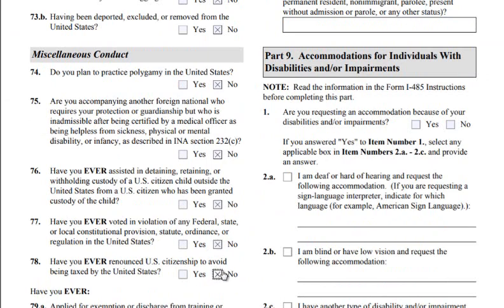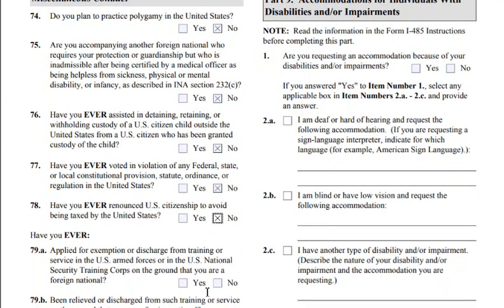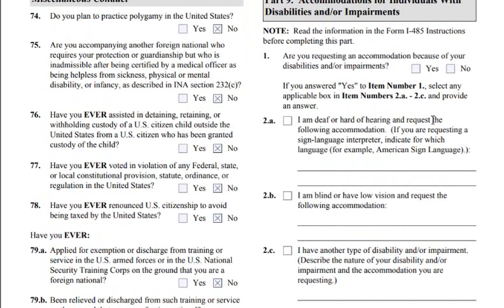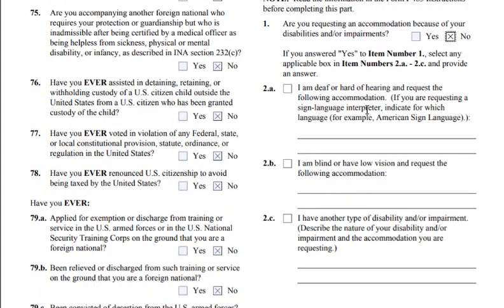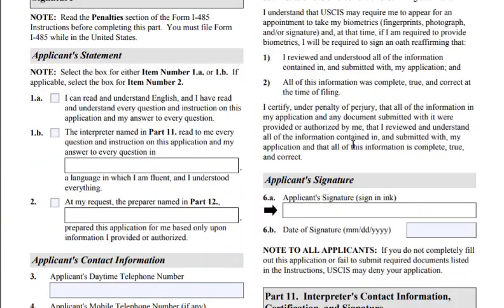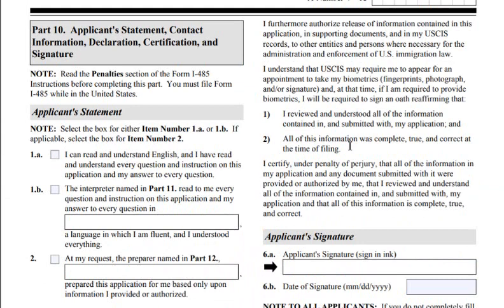Have you ever applied for exemption or discharge from training or service in the U.S. Armed Forces or as a U.S. national? See, these are personal questions, so you just have to click the answer that belongs to you. Are you requesting an accommodation because of disability or impairments? So now we are almost at the end of the form.